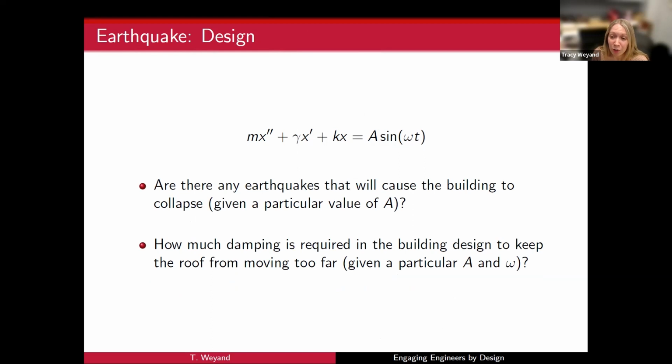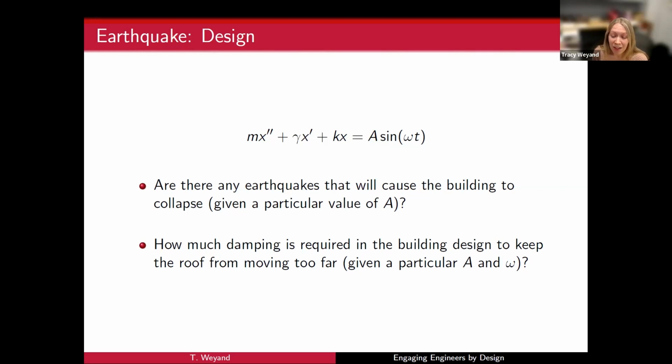Is there an earthquake that is going to be a problem? So I give them a particular value of A, I give them a particular magnitude of the earthquake, and I tell them the building cannot safely move more than this many meters without having some structural damage. So given that information, are any values of omega, are any of the frequencies going to cause a problem?